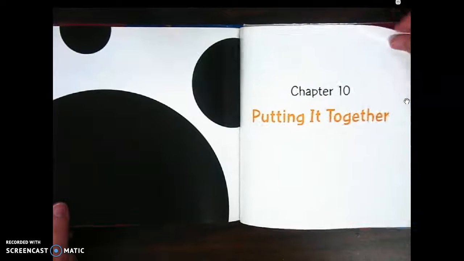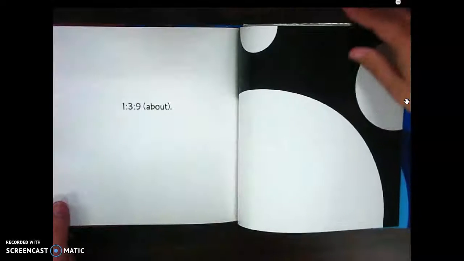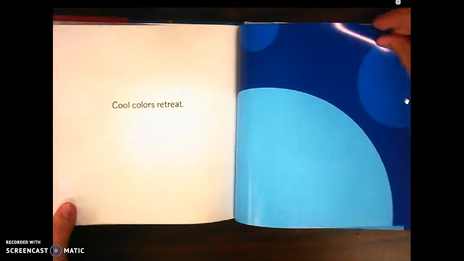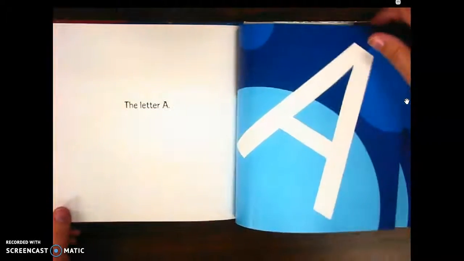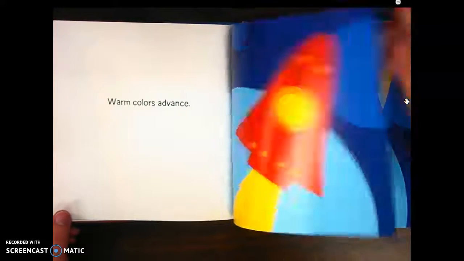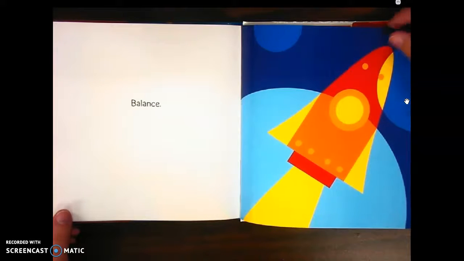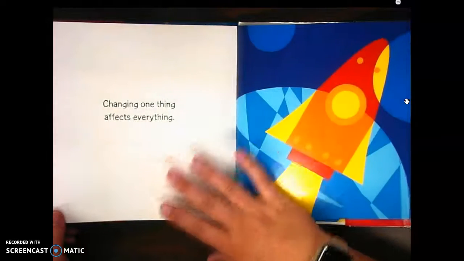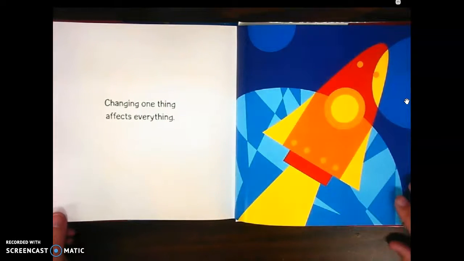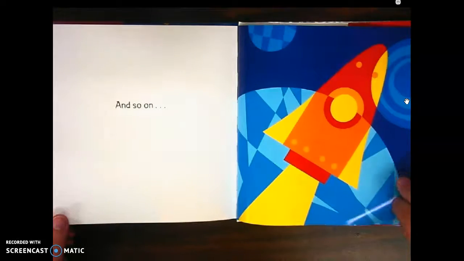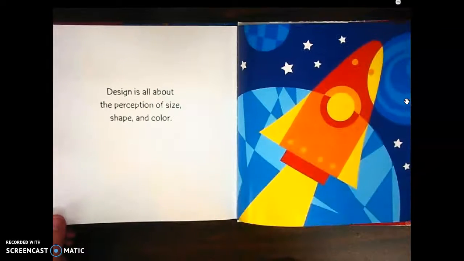Chapter 10, Putting It Together. 139, about. Cool colors retreat. The letter A. Warm colors advance. Balance. Changing one thing affects everything. And so on. Design is all about the perception of size, shape, and color.